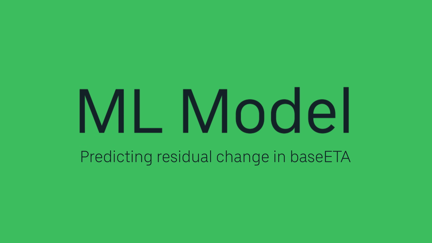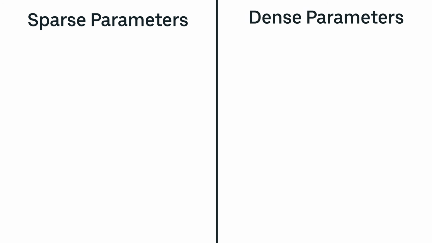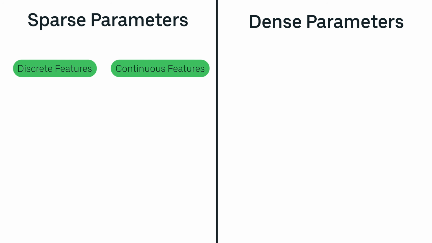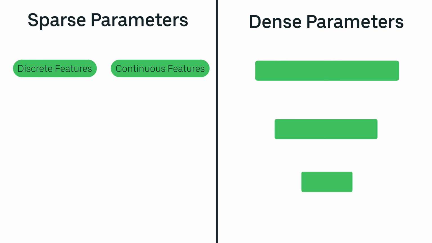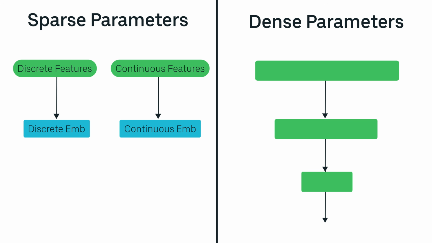Let us dive deeper into the machine learning model that predicts residual change. The ML model can be divided into two high-level components: sparse parameters and dense parameters. The parameters associated with features of the model are sparse parameters, and the parameters of deep neural network layers are dense parameters. Sparse parameters are the embeddings created by the input features. But how do we create such embeddings?